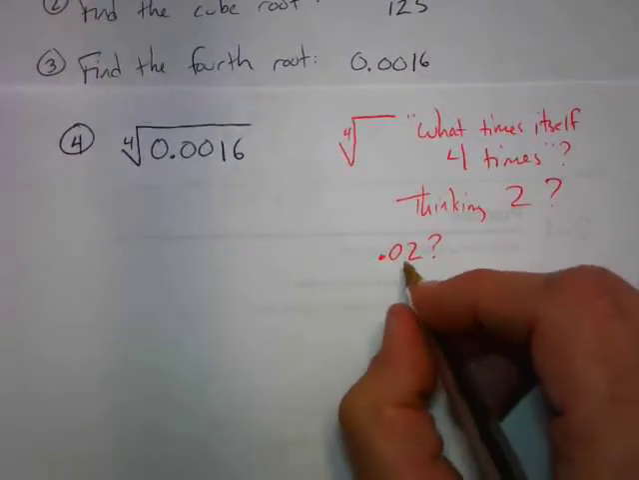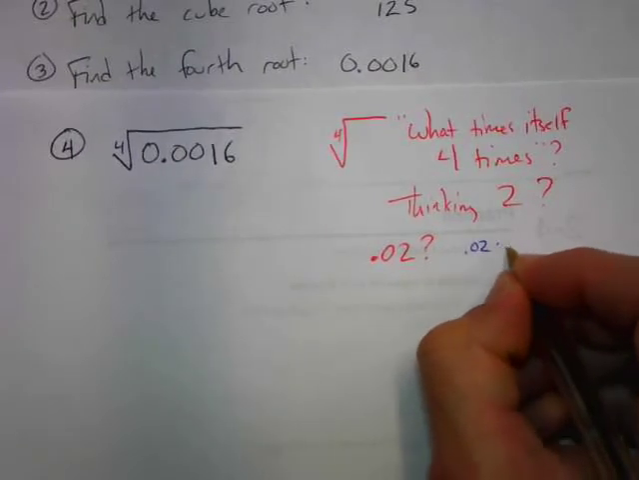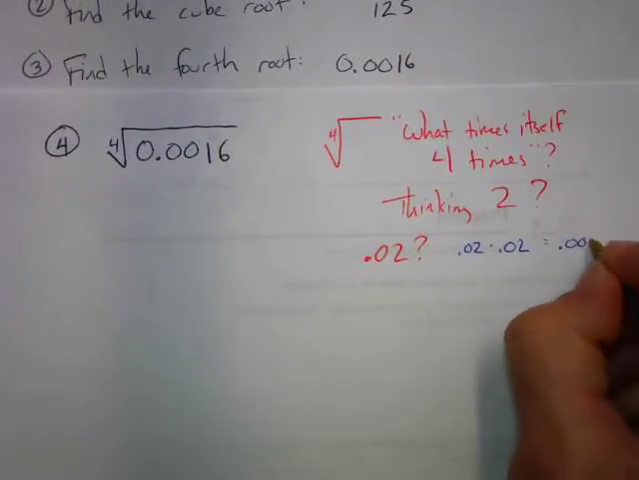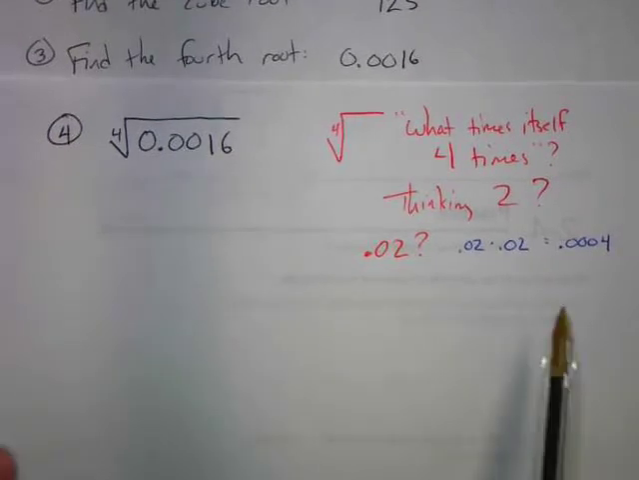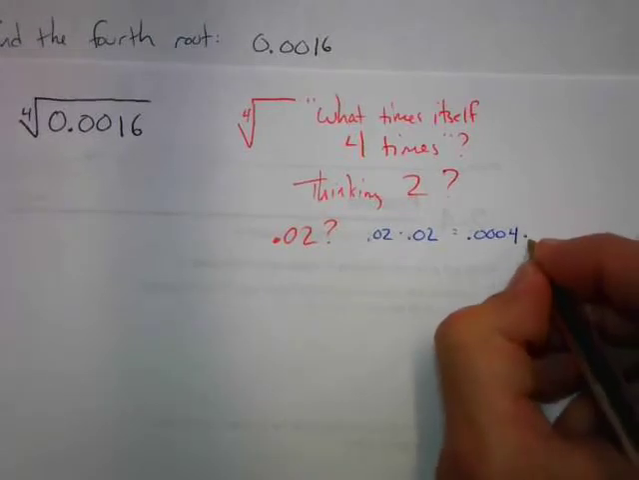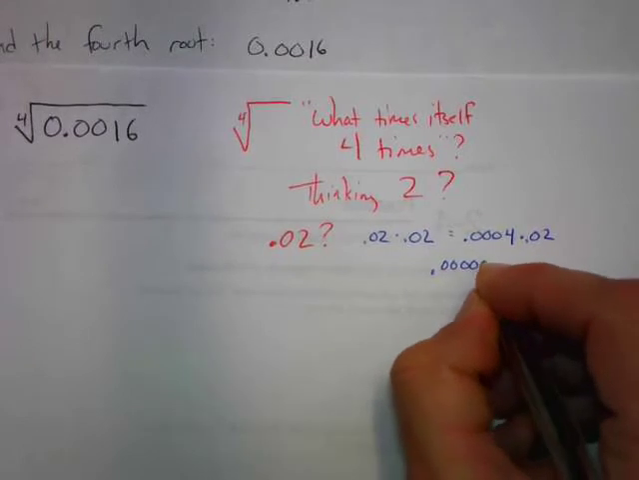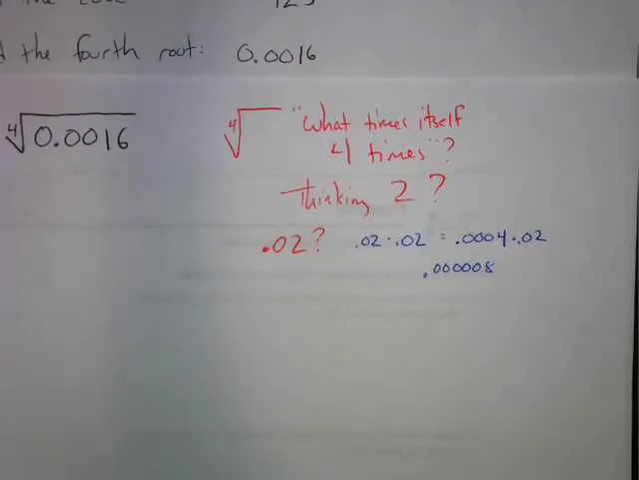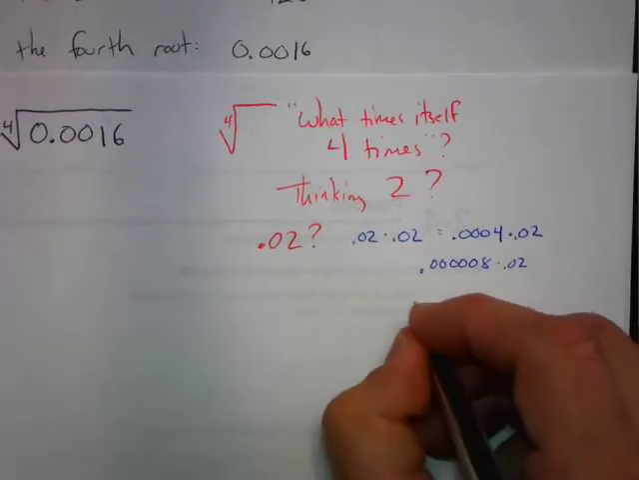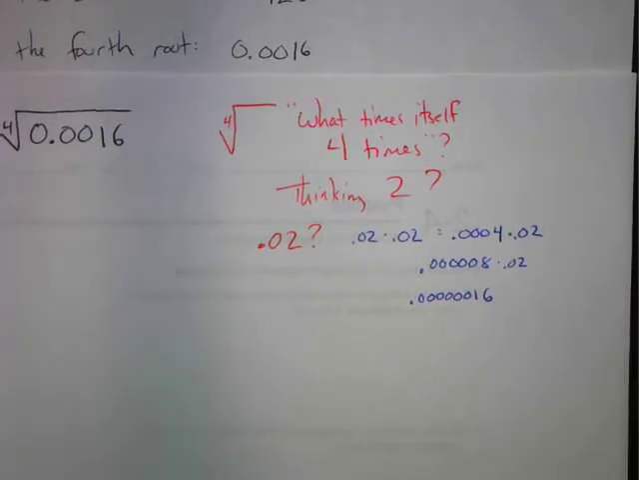Okay, so you might be thinking 0.02 times itself 4 times. So 0.02 times 0.02, that's 4 with 4 decimal places. Just right there, we can already tell this is probably not going to work out, okay? Because if we multiply this times 0.02, that's 8 with 6 decimal places. And if we multiply that by 0.02 again, that's 16 with 8 decimal places. Holy cow. So that's just too many decimal places, right?